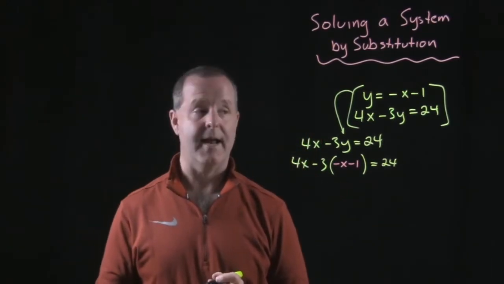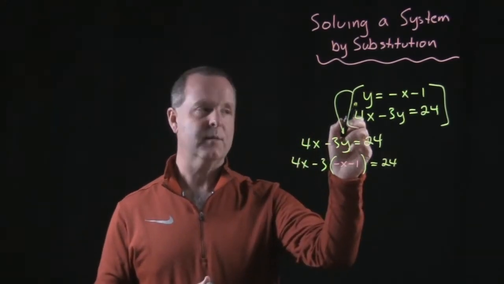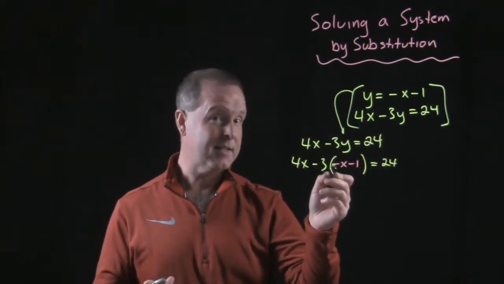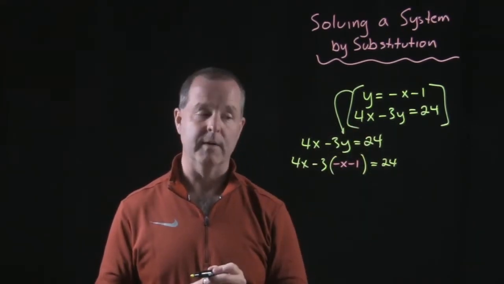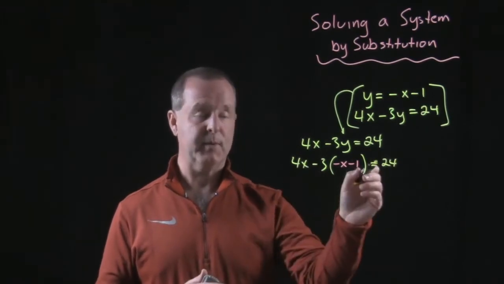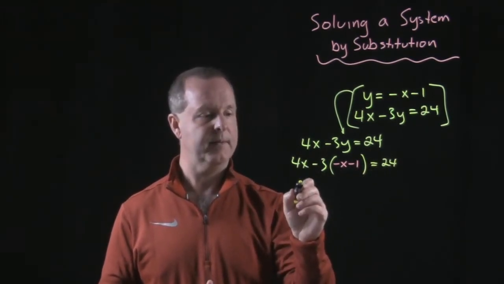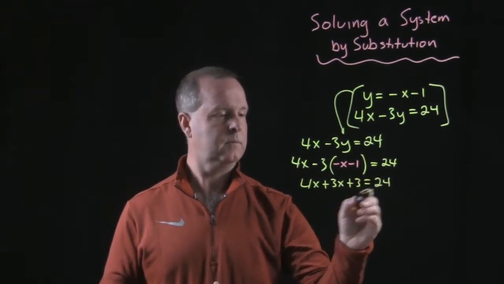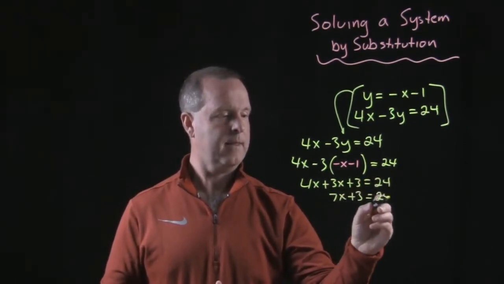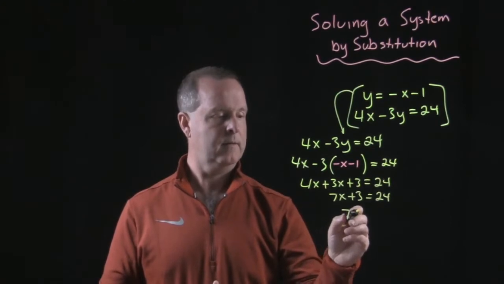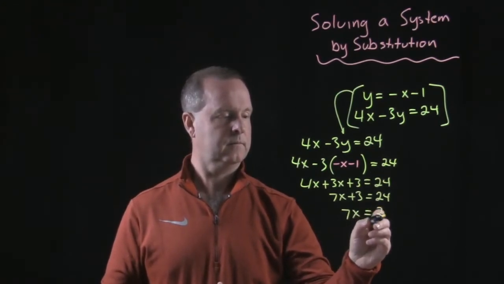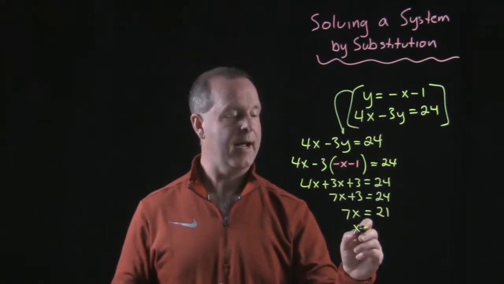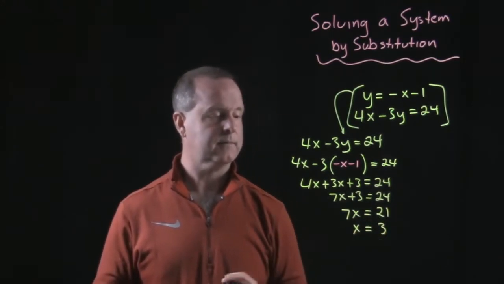Notice what's happened now. I began with a system with two unknowns, and now I have one equation with one unknown, and I can solve for this particular variable. So let's clean it up. Am I doing all right? And what do you see x equaling? Divide both by 7. x equals 3.